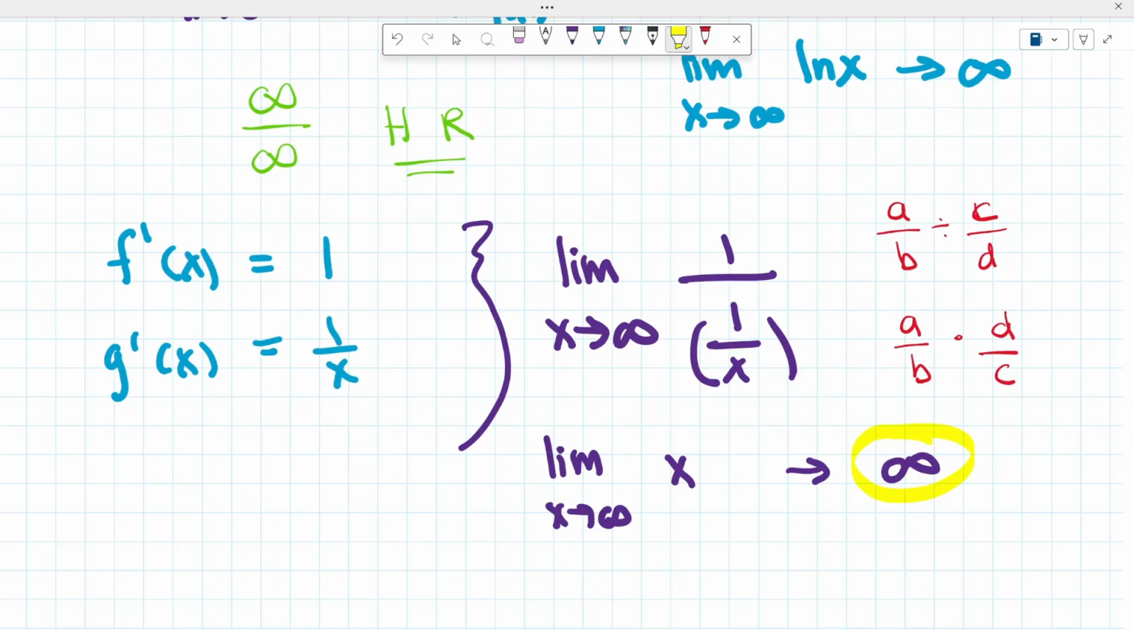Test the limit of your numerator and your denominator. If they both equal 0 or if they both equal plus or minus infinity, then you're on the right track to be using L'Hopital's rule.